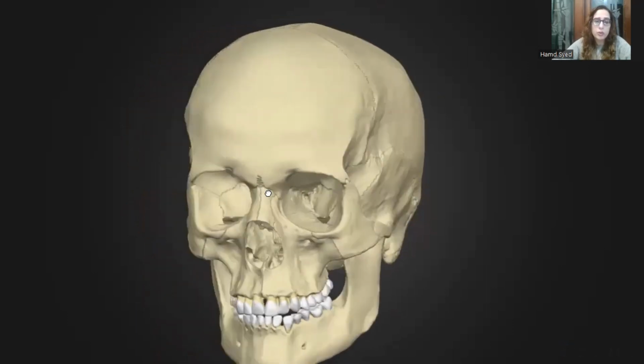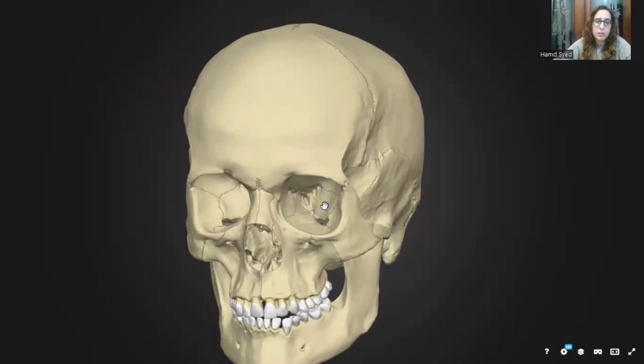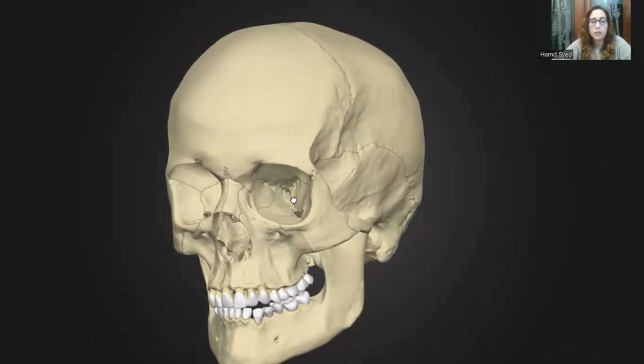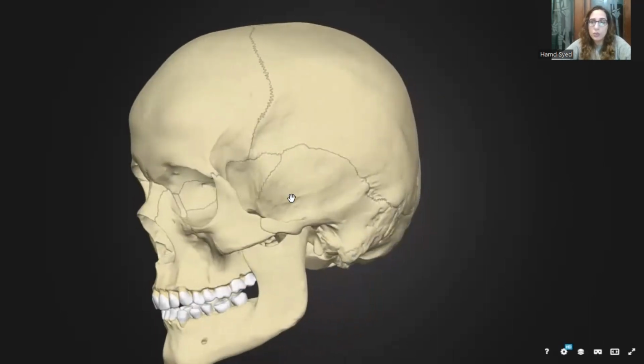And you can also see that this here is the sphenoid bone, which is visible in the lateral wall of the bony orbit. Let's look at the medial wall of the bony orbit. Right over here, you can see the ethmoid bone, which is also an unpaired bone, which is present within the neurocranium.